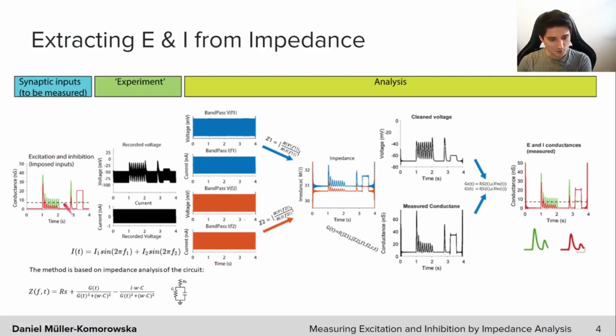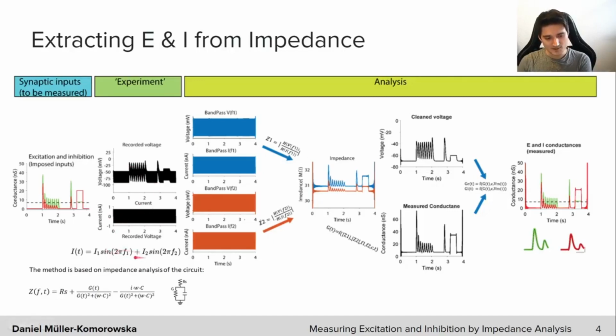This slide shows essentially almost the whole procedure of the method, where on the left we again have the unknown quantities Ge and Gi, but during an experiment, we can record the voltage, and we can do that while we are injecting alternating current. This alternating current looks like this because it's the sum of two sinusoidal waveforms of two frequencies, f1 and f2, and those are very high frequencies, so that's why this plot essentially looks like a big block.